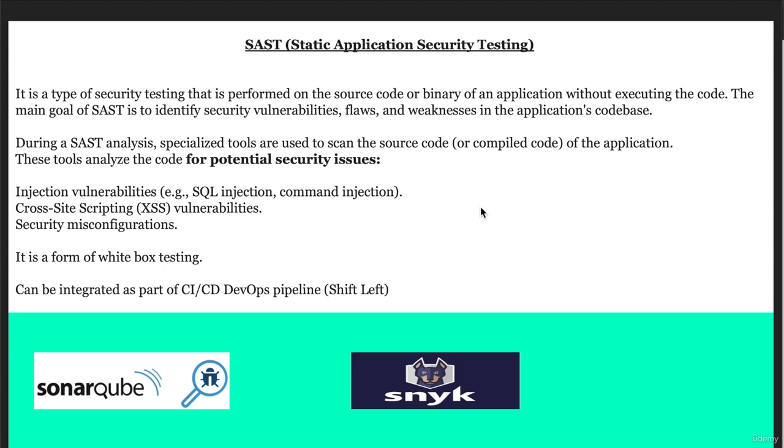And as I have mentioned, SAST also has various tools available in the market. One of them may be Snyk. Snyk is a tool which will help us to find the SAST vulnerabilities in the source code.